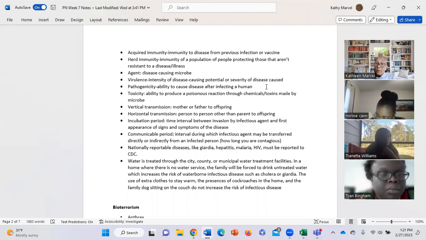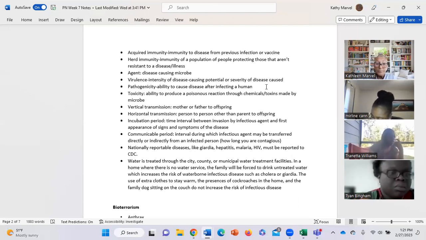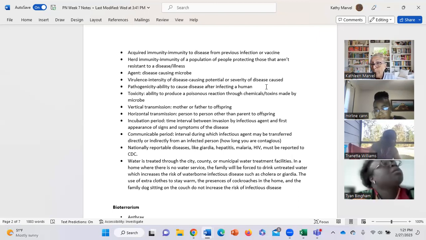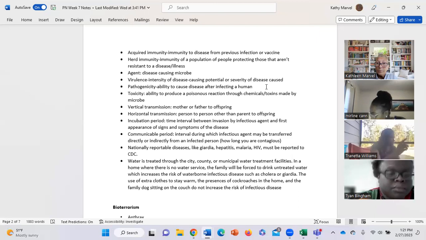And then we need to know the difference between a vertical transmission and a horizontal transmission. Vertical transmission is a mother or father to the offspring. And then horizontal is person to person. And then we have some time frames. Incubation period is the time interval between the invasion of the agent and the time we start to get symptomatic. That's your incubation period. Okay, and what's your communicable period? We always worry, you know, we talk about kids in schools. What's a communicable period? When can other kids get infected? It's the interval in which the infectious agent may be transferred directly or indirectly from an infected person to others.